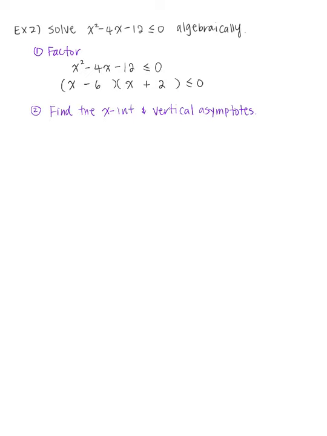Now, step number 2, find the x-intercepts and vertical asymptotes if there are any. In this case, since this is just a polynomial, there are no vertical asymptotes. However, we do have x-intercepts. The x-intercepts are where x minus 6 is equal to 0, and x plus 2 is equal to 0. So our x-intercepts are x equals 6, and then x equals negative 2. So let me just box that.